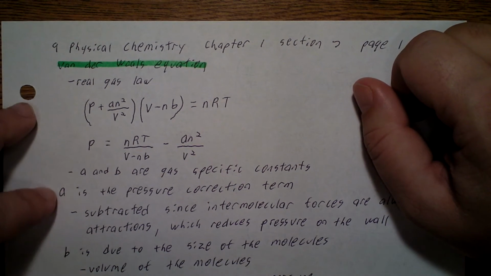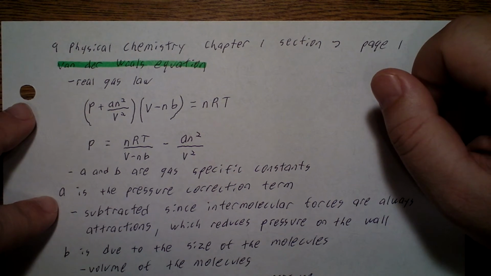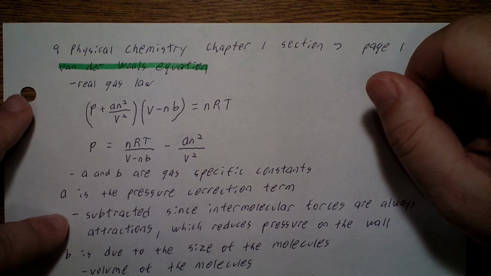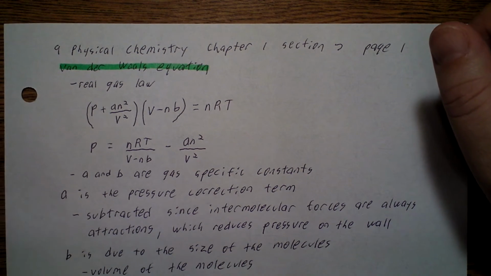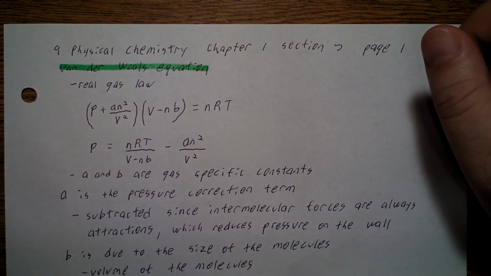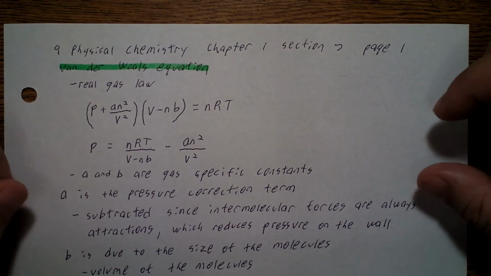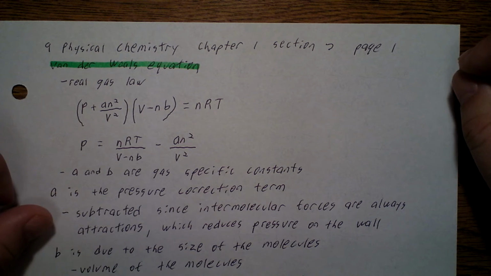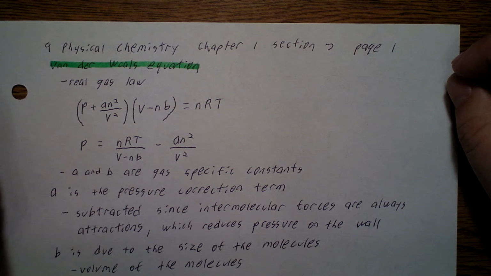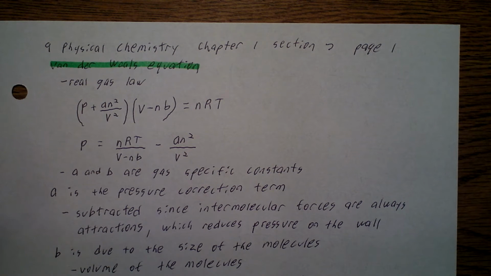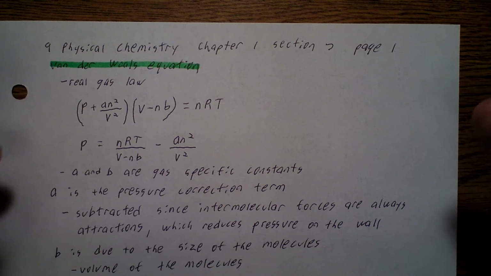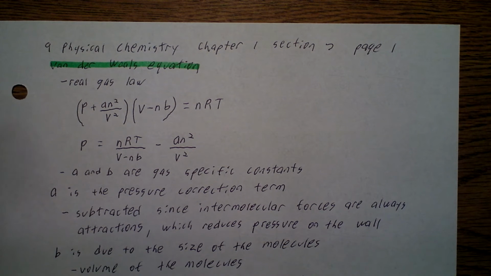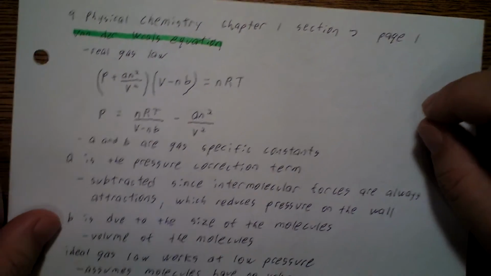So a is called the pressure correction term. Now we're subtracting out the pressure because intermolecular forces are always attractions, which reduces pressure on the wall. So if you think about it, if you have an ideal gas, you have all the molecules bouncing around inside the container. Then in a real gas, the molecules would attract each other, so they're not pushing on the walls of the container quite as hard.